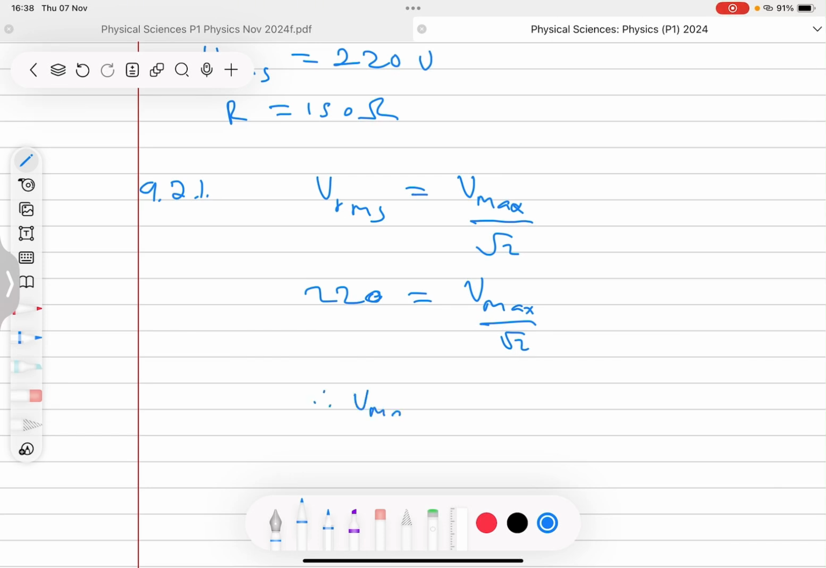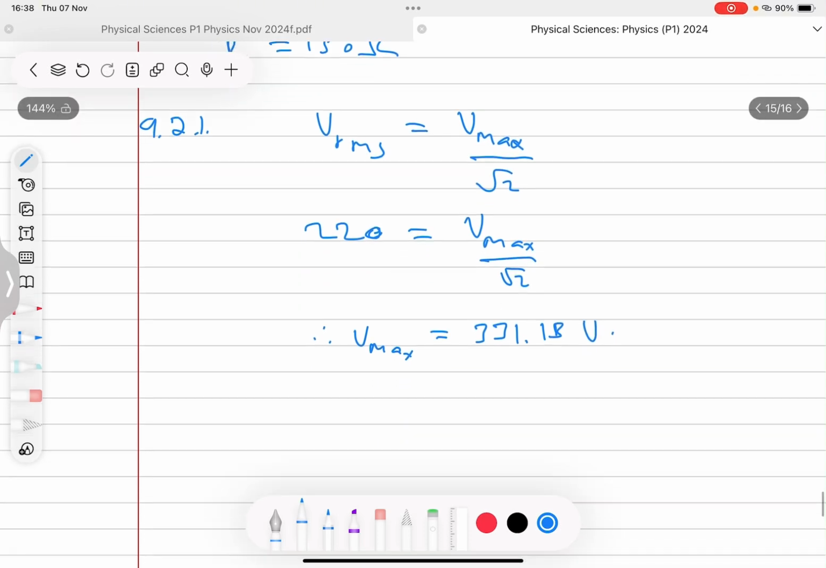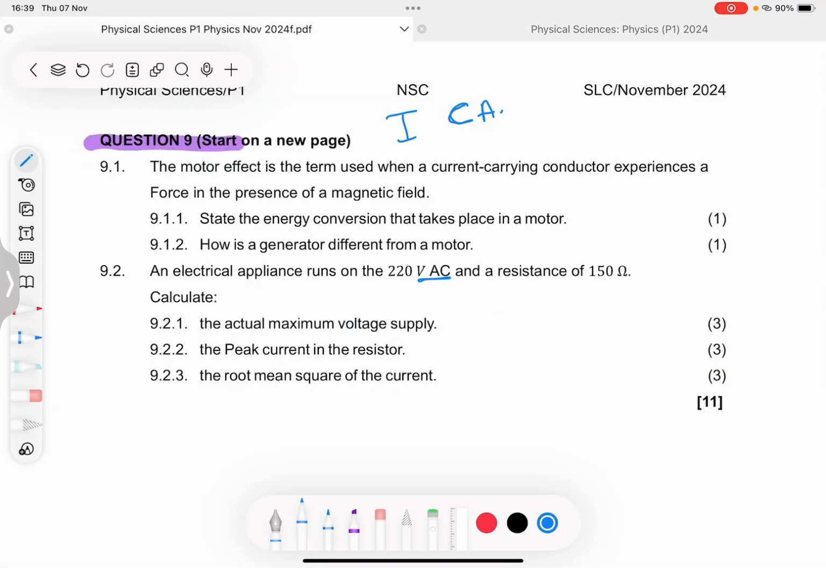Now here, when you cross multiply, you should be able to get Vmax. You're going to say this multiplied by that, because you're going to cross multiply. So this should give you 331.13 volts when you press that on your calculator.